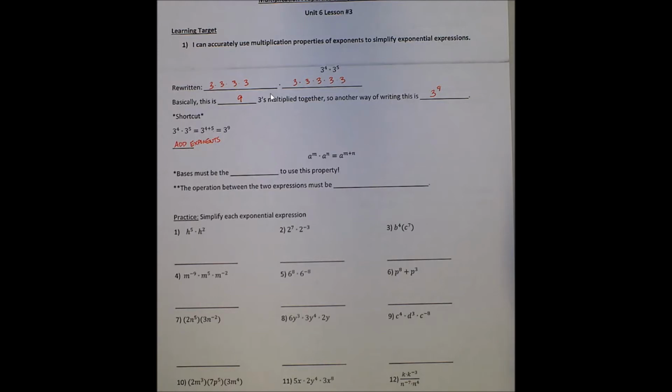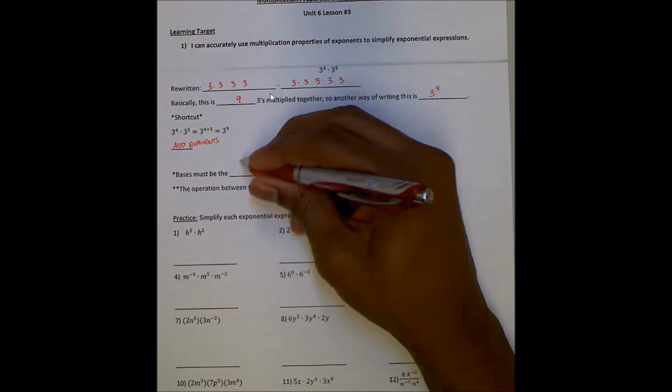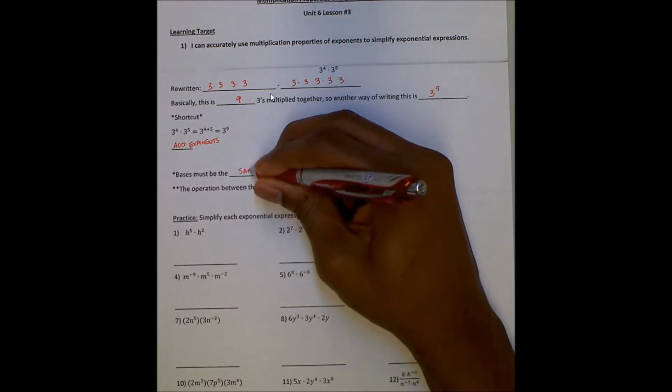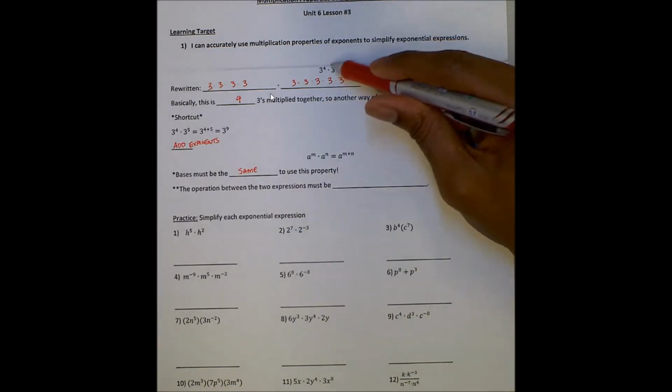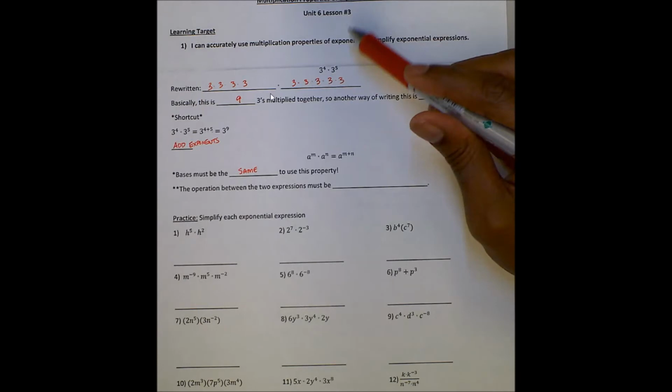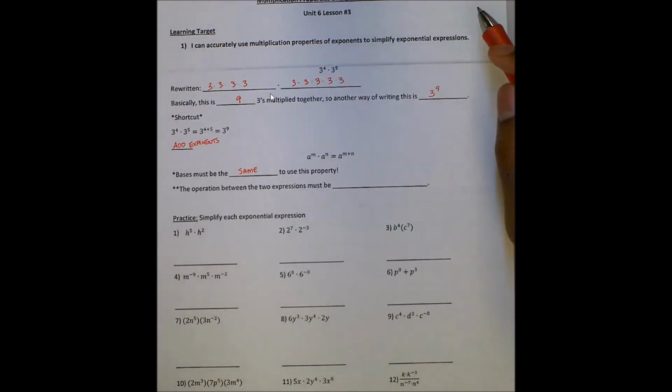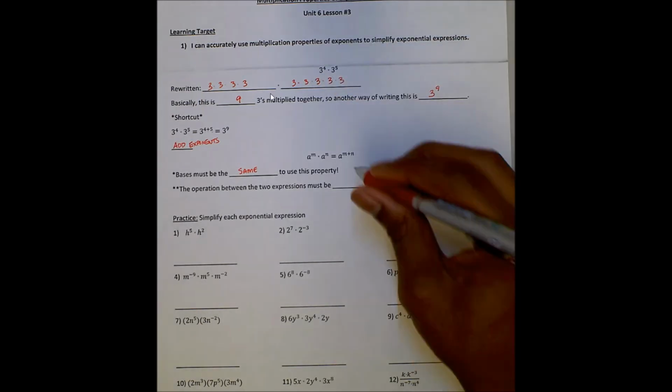Here's the rule though. Bases must be the same to use this property. Notice that this is 3 to the 4th and 3 to the 5th. We would not have been able to do this with 2 to the 4th and 3 to the 5th. And the operation between the two expressions must be multiplication.